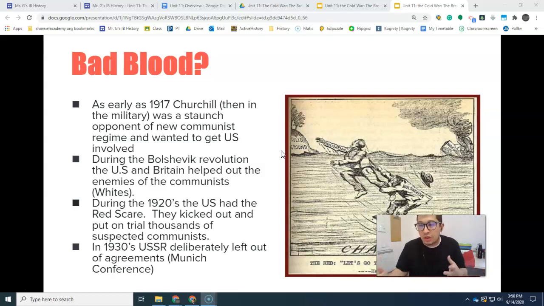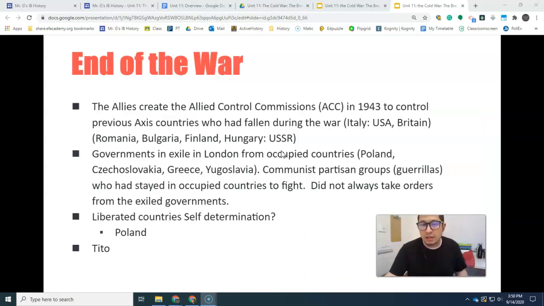They're going to do what the West wants to do, and they really don't value the Soviet Union enough to even invite them to the table, right? So all of these things kind of mount up to prove that it was a bad blood alliance, right?